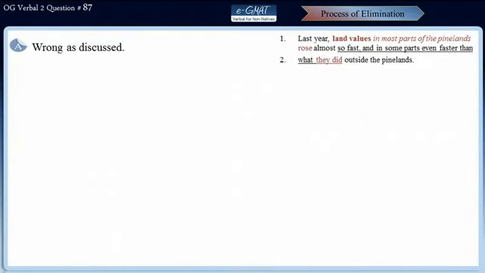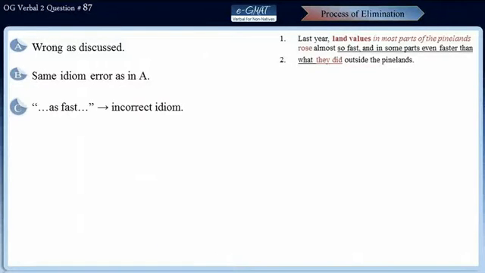Well, choice A certainly does not, as we discussed just now. Choice B is also incorrect because it repeats the same idiom error as in choice A. Choice C is incorrect because as fast is an incorrect idiom. We are missing as after fast to correct this idiom. So this makes choice C incorrect.